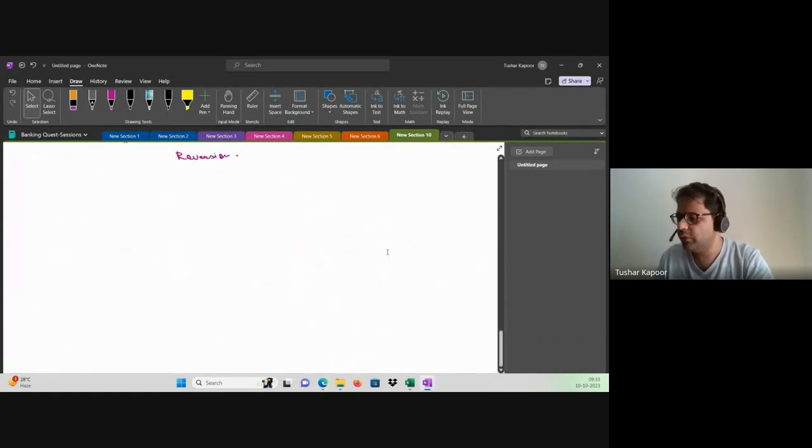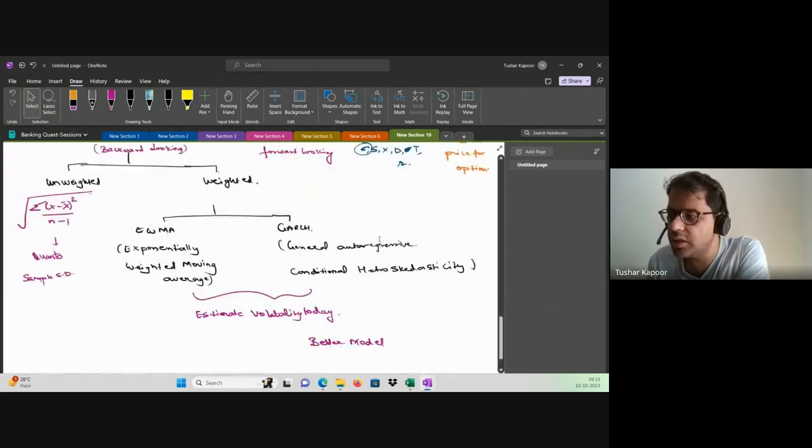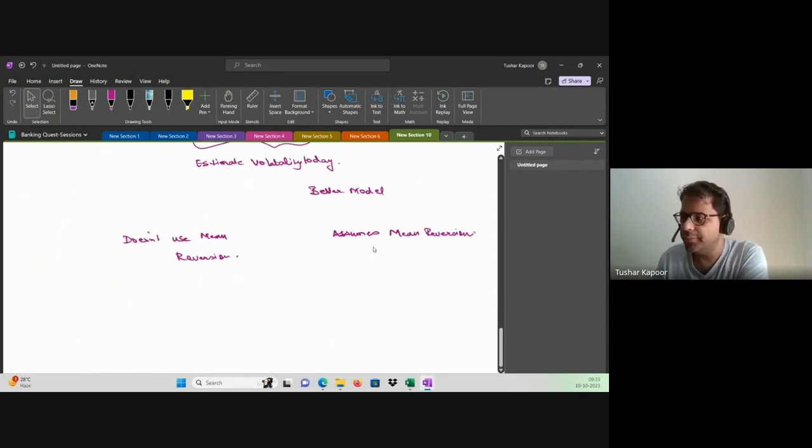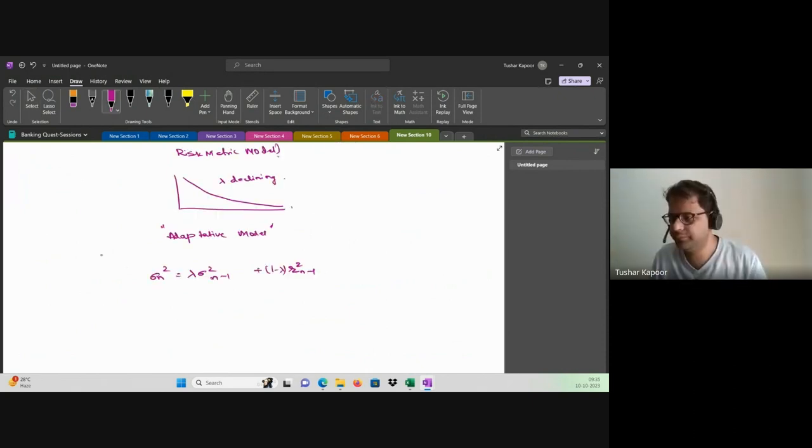Okay, so when we talk about GARCH and the exponentially weighted moving average model, we need to understand how we calculate the volatility here. And on that note, let me put some equations to it.